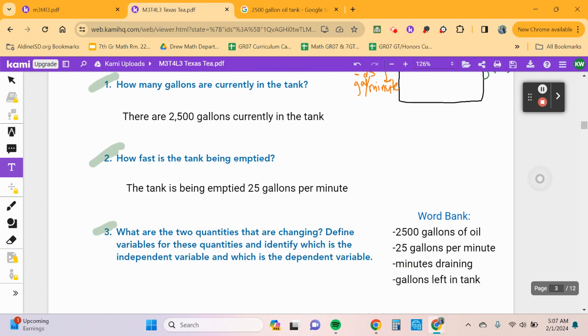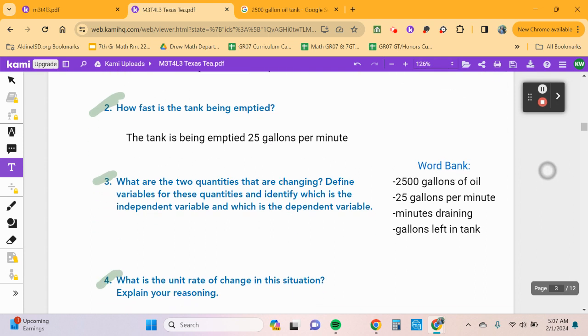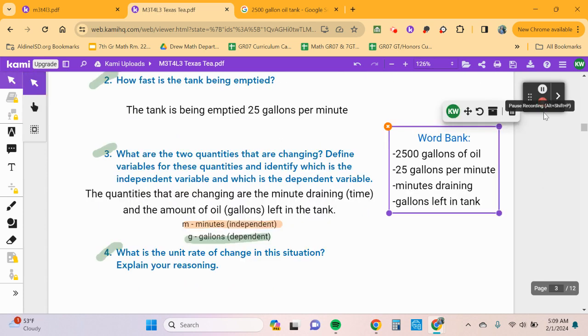Question number 3. What are the two quantities that are changing? And then which is the independent and dependent? The quantities that are changing are, for this, I put the minutes draining. Sorry, there should be an S there, meaning the time, right? And the amount of oil in gallons or the gallons left in tank is also continuously changing.